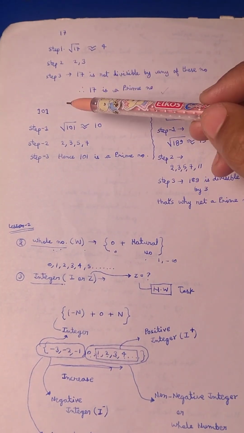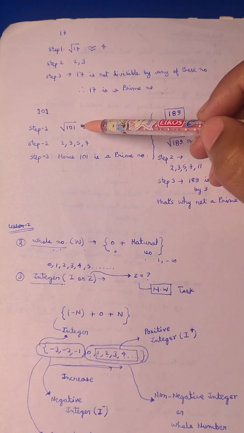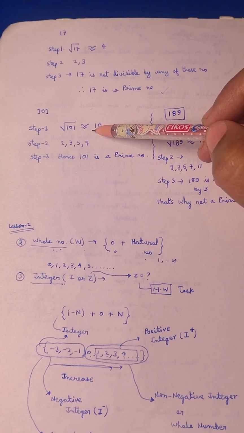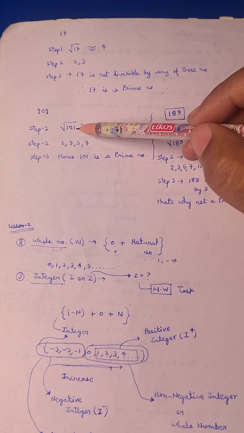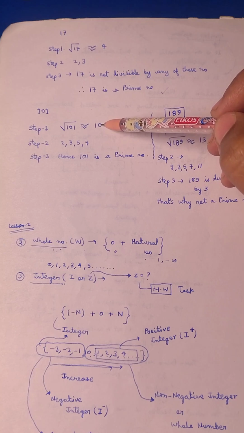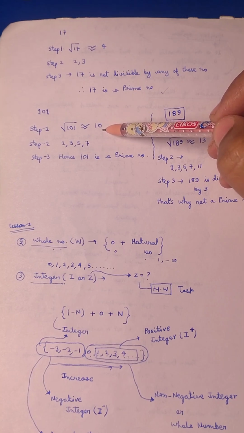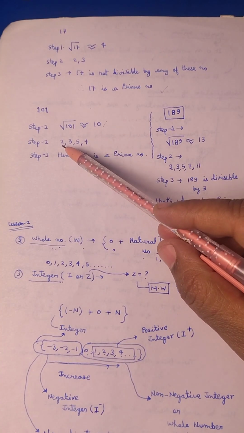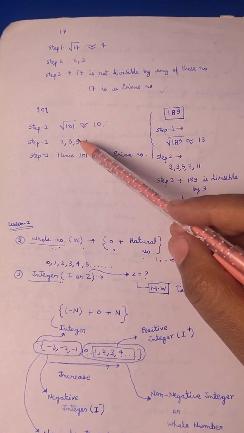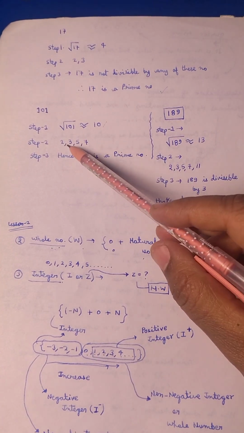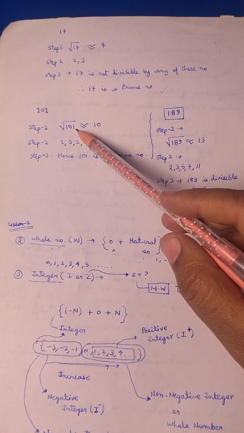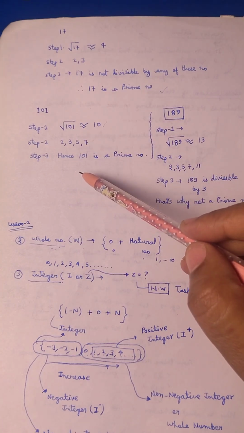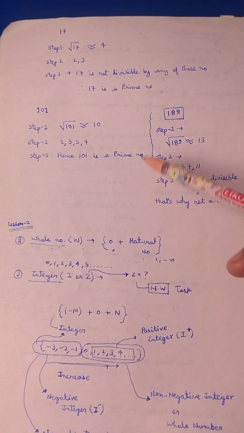Let's take one other example. Let's say 101. The closest perfect square near root 101 is root 100, which gives value 10. Now numbers less than 10, like 2, 3, 5, 7, they cannot divide 101. So 101 is a prime number. So I hope you got me.